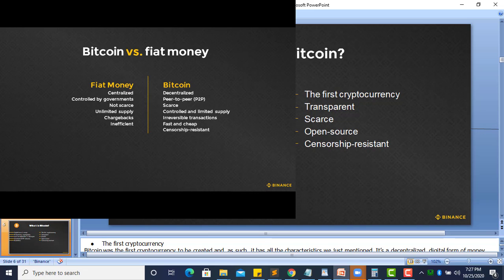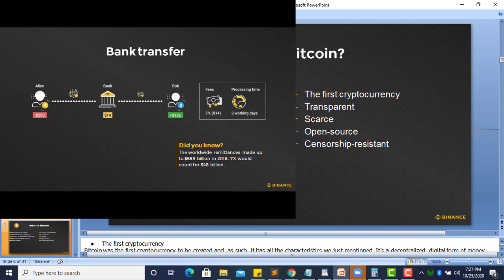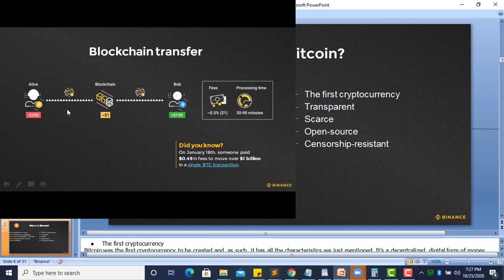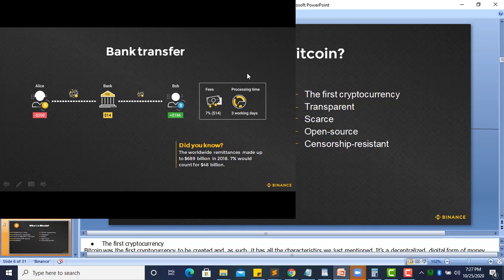So those are some of the differences between Bitcoin and fiat money. Then talking about the transfer. If you are transferring some amount of money using bank transfer, let's take for example that Alice is sending $200, then the bank is going to charge Alice $14. When you subtract the $14 charge from the $200 that Alice is sending, you find out that the money that will get to Bob or John in the US will be $186.